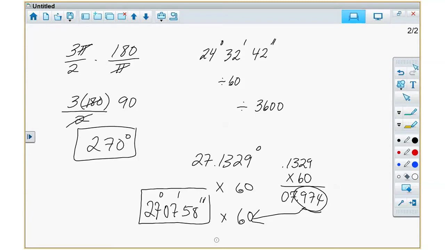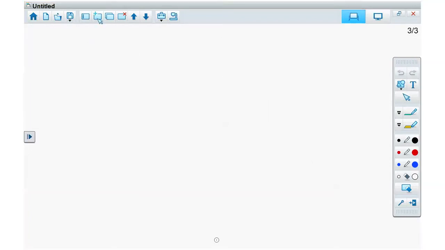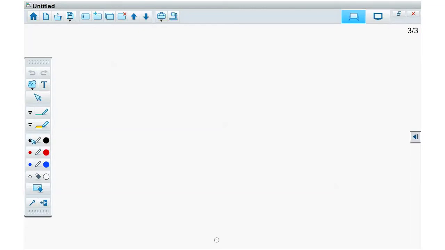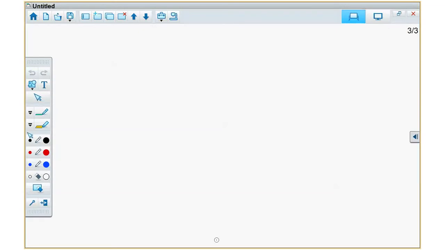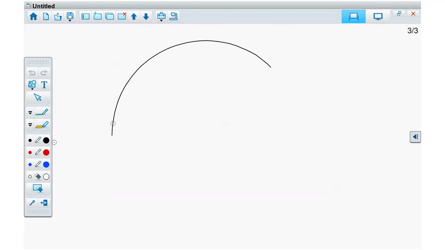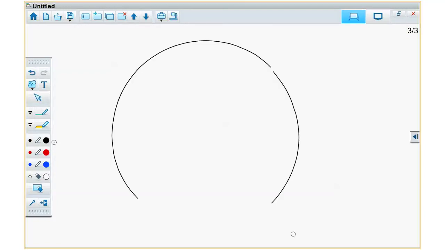Oh, one more thing we did cover. Make sure you can do the unit circle. Okay, I'm just going to cover the first quadrant of the unit circle. Okay?